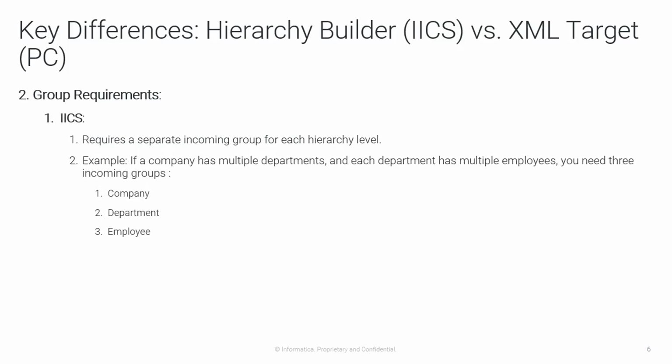The other thing is that for each hierarchy level defined in the schema, you need a separate incoming group. In this example, a company has multiple departments and each department has multiple employees, so you have three levels of hierarchy that require three incoming groups: one is company, department, and employee.